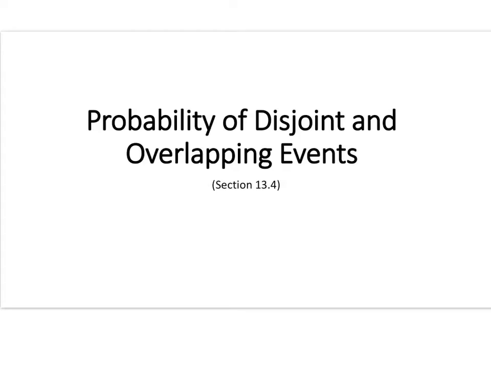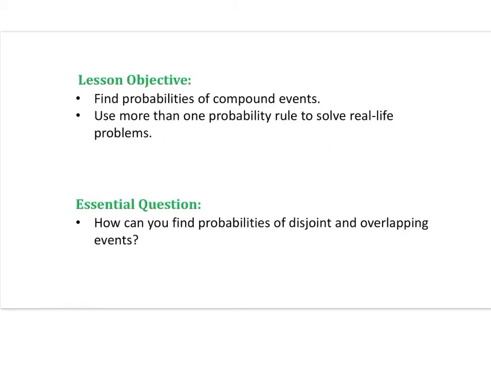Alright, let's get started with section 13.4, which is the probability of disjoint and overlapping events. So our objectives are to find probabilities of compound events, use more than one probability rule to solve real-life problems, and our essential question is how can you find probability of disjoint and overlapping events?